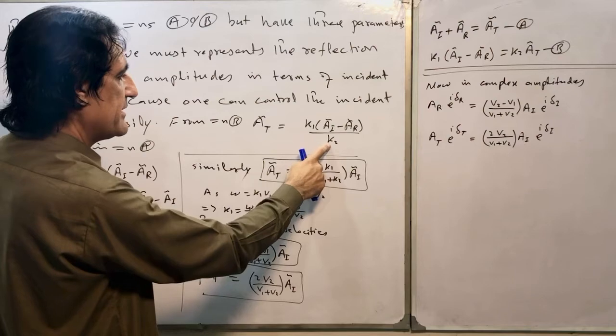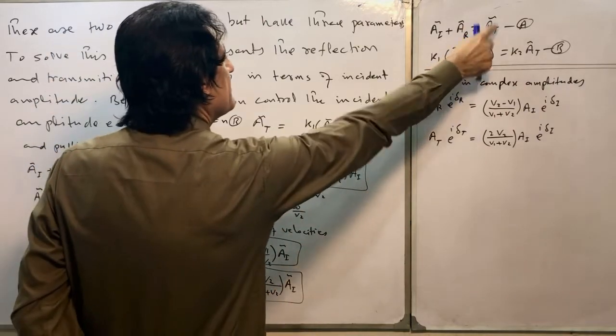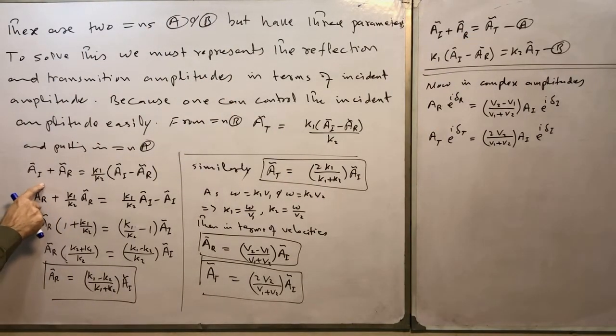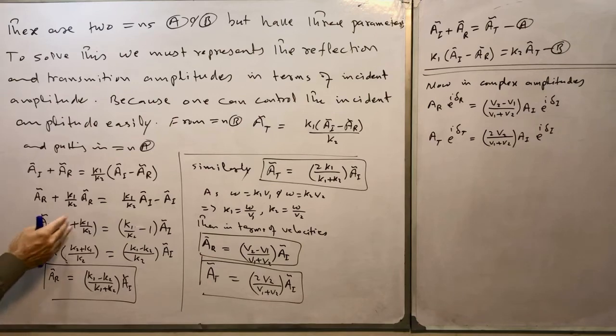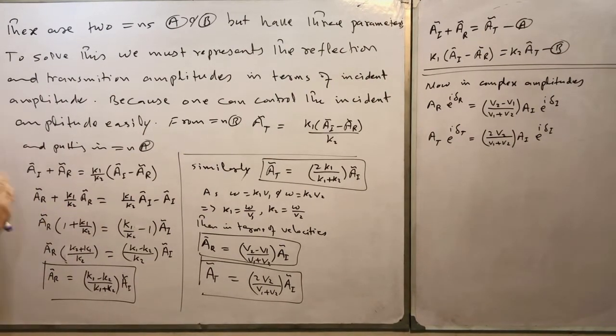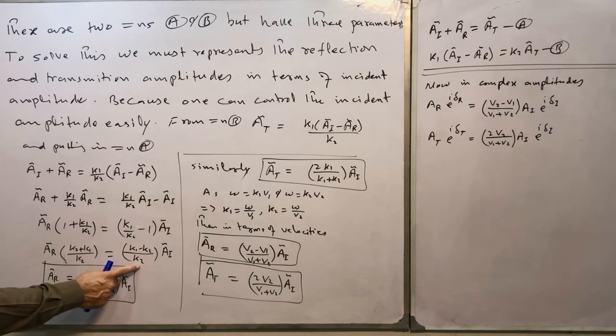From equation B, we can calculate AT, which is equal to K1 (AI minus AR) divided by K2. Put this term AT in equation A. This is very simple algebra. AI plus AR is equal to K1 divided by K2 times (AI minus AR). Then we must calculate AR, so AR must be on the left hand side and AI on the right hand side. Taking the LCM, this becomes (K2 plus K1) divided by K2, and this must be equal to (K1 minus K2) divided by K2.